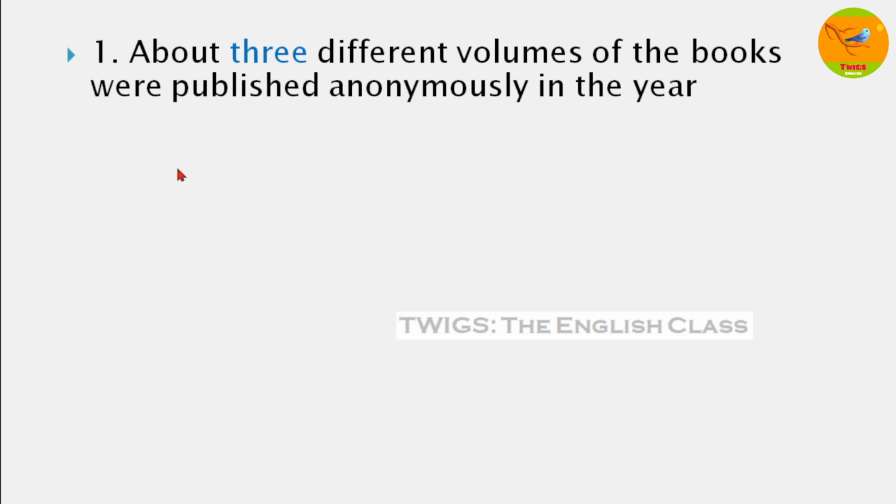The first question is: three different volumes of the book were published anonymously in the year. Here the right answer is option 1813.